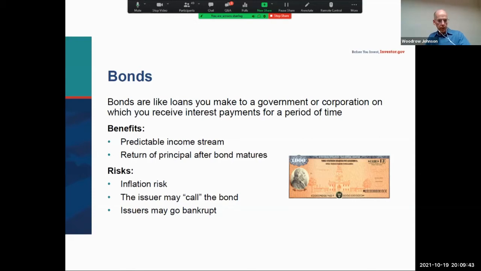All kinds of risks here, right? One risk is the firm goes bankrupt. In that case, you might lose 10 cents on the dollar. You might lose 30 cents on the dollar. You might lose everything, in fact. Could be totally worthless if the issuer was bankrupt in a certain context.